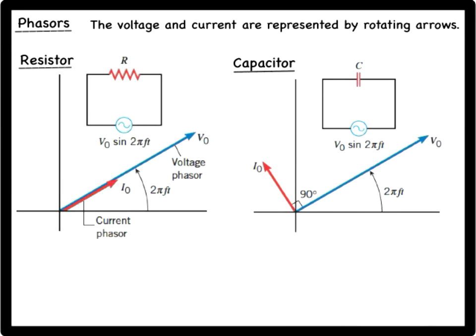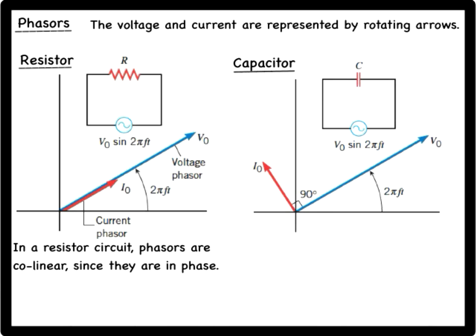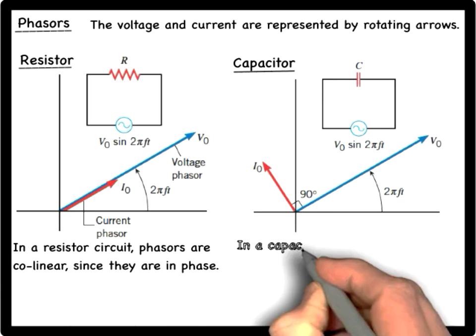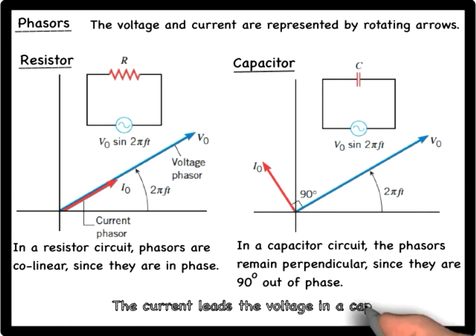For a resistor, the phasors are collinear as they rotate, because the voltage and current are in phase. For a capacitor, the phasors remain perpendicular while rotating, because the phase angle between the current and the voltage is 90 degrees. Since the current leads the voltage for a capacitor, the current phasor is ahead of the voltage phasor in the direction of rotation.